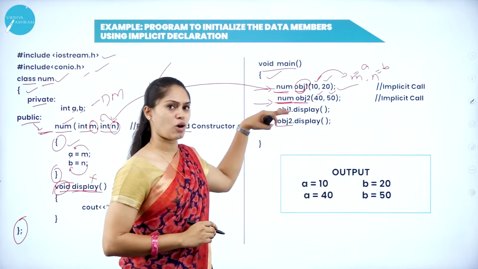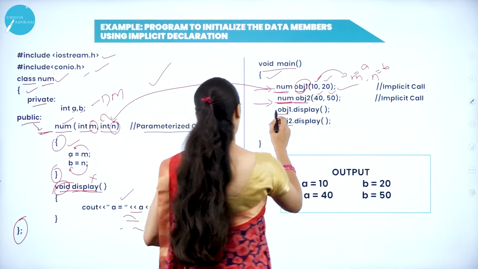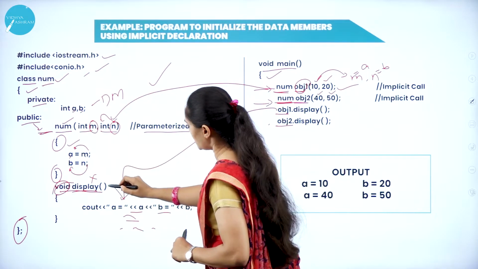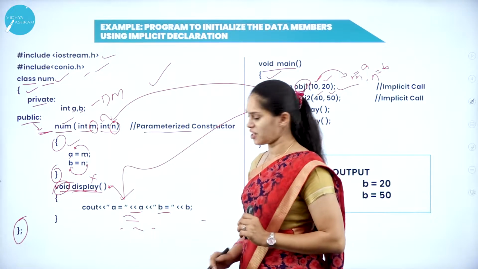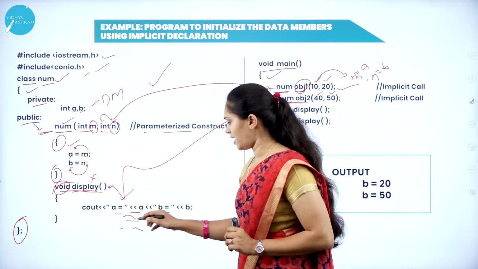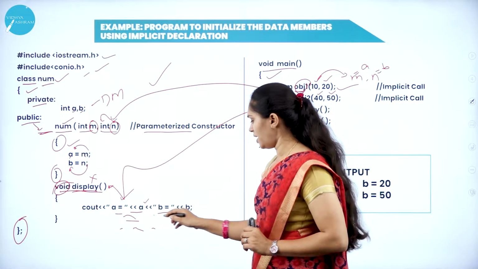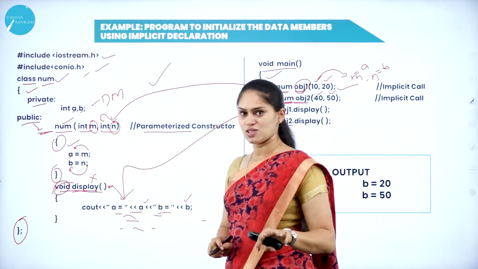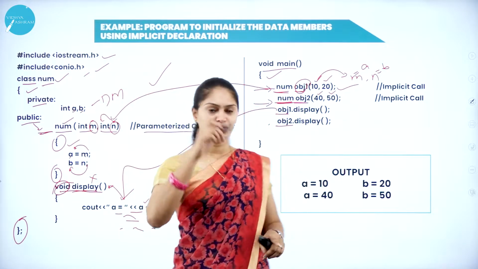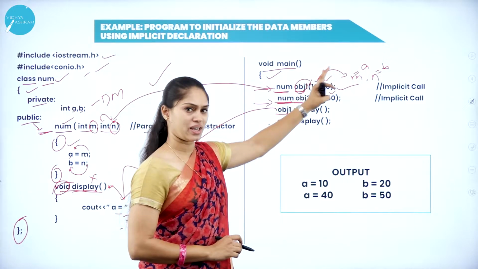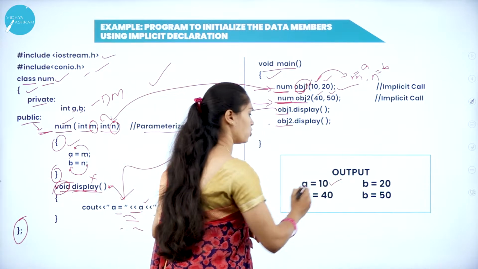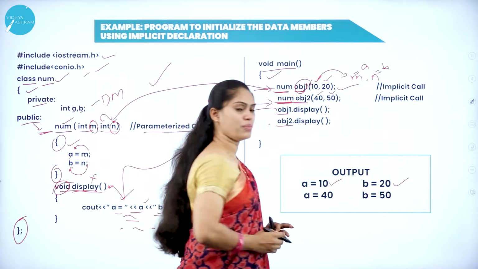When I am using object1.display, control will be moved back to the display function. What is there in display? A is equal to content of A, B is equal to content of B. So it is regarding object 1. If you see the output here, what does object 1 consist of? 10 and 20. So that value will be assigned to A as well as to B.